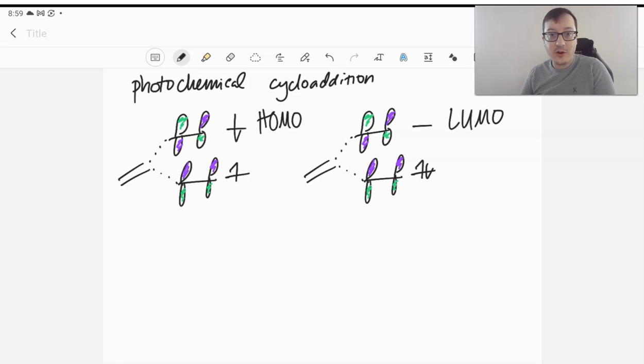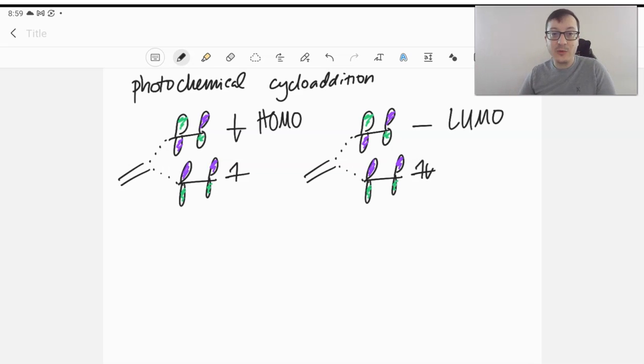We no longer have a HOMO or a LUMO in the left molecule. We only have a HOMO. There are no unoccupied orbitals because we've promoted an electron to an excited state. The excited state is higher energy. So we've moved an electron to a higher energy orbital.